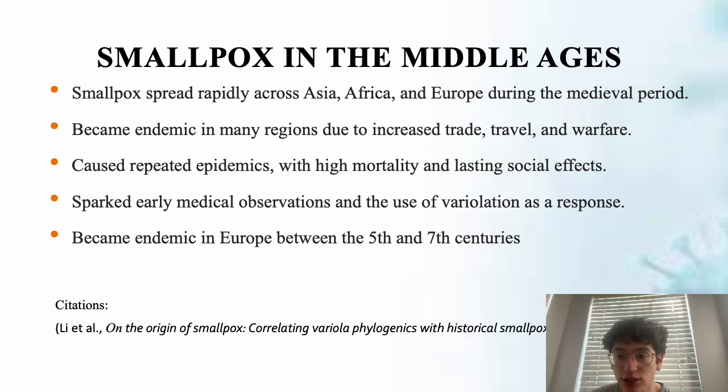Smallpox in the Middle Ages. During the Middle Ages, smallpox became a global threat, spreading across continents as trade routes expanded and empires grew. It became a constant presence in many regions, causing recurring outbreaks and devastating entire communities. The disease did not just affect health; it disrupted economies, slowed population growth, and even changed the course of history in some areas.